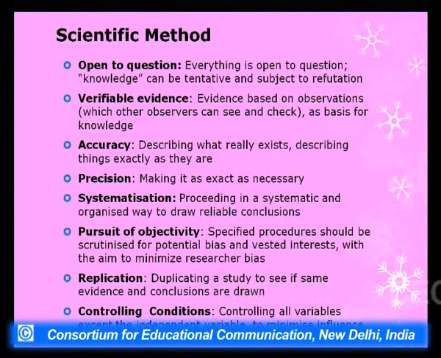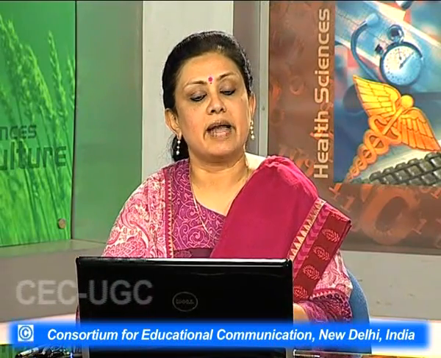The next important characteristic is of course replication. Replication means that when we repeat the study, or any other researcher repeats the study, we get the same or similar conclusions. So duplicating a study to ensure that the same evidence or the same conclusions are drawn also adds to the reliability of results. And the last characteristic is controlling conditions.